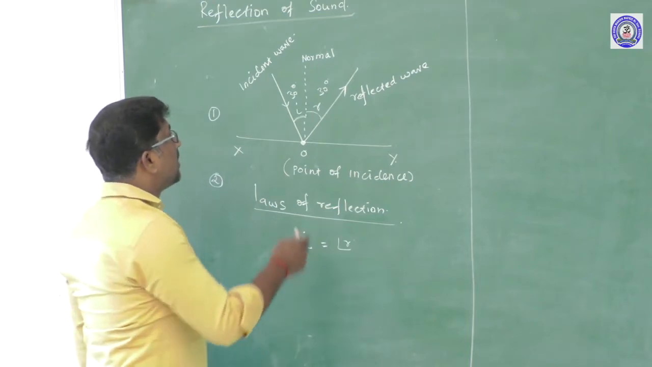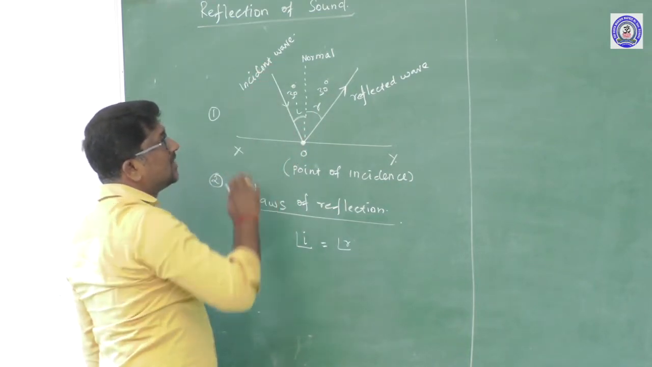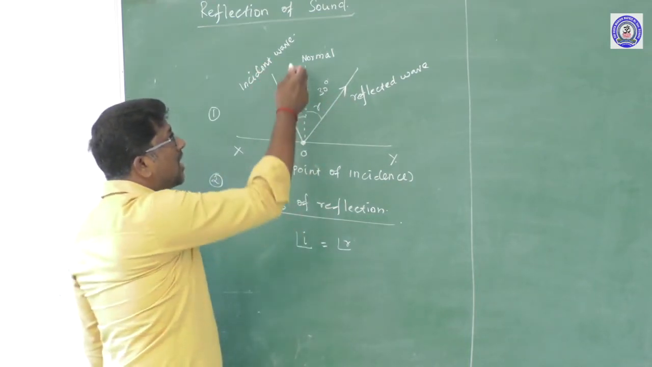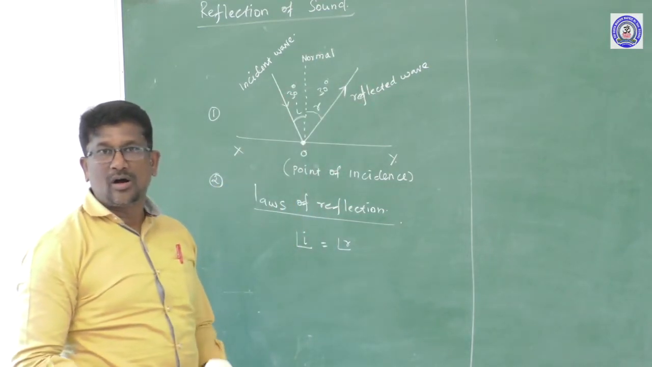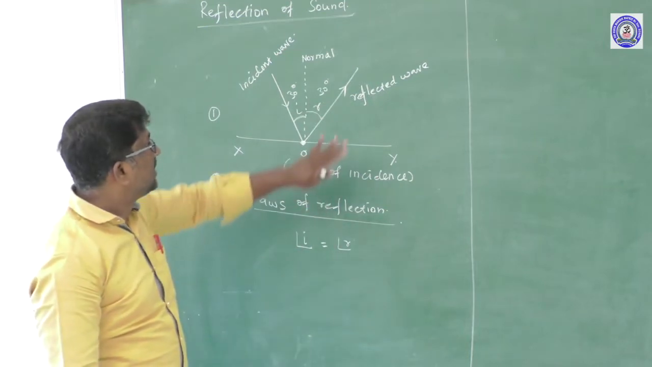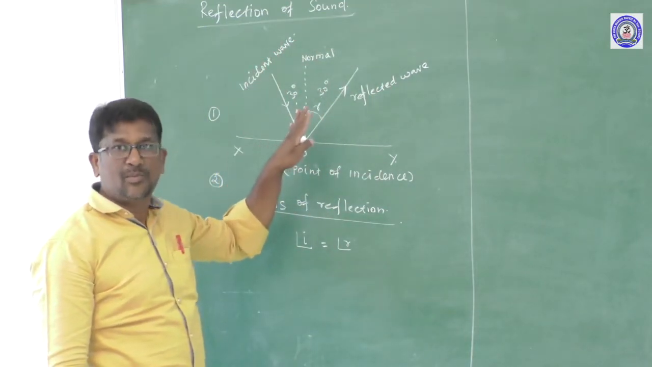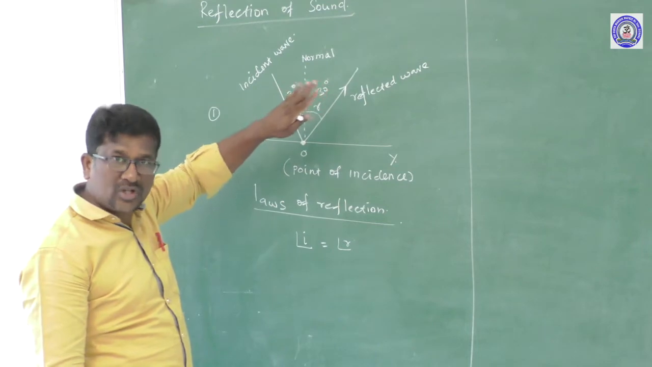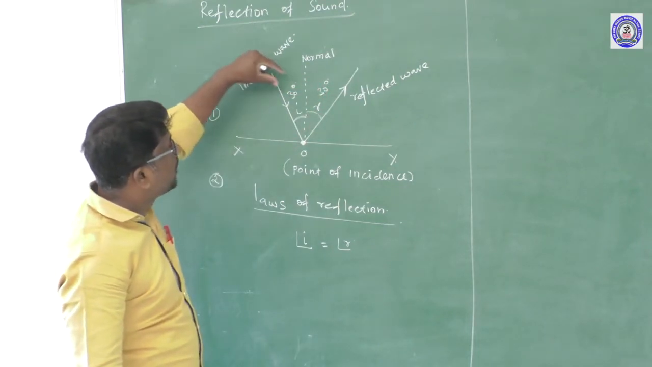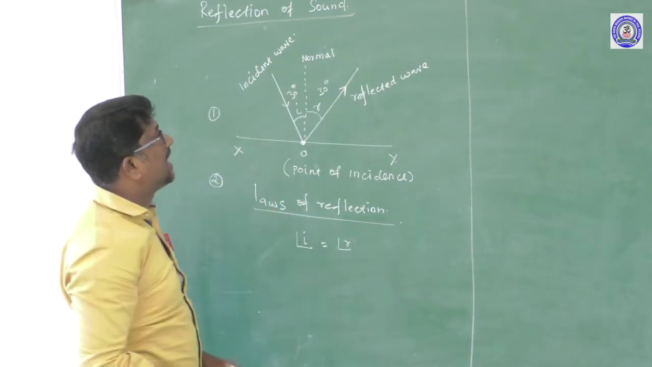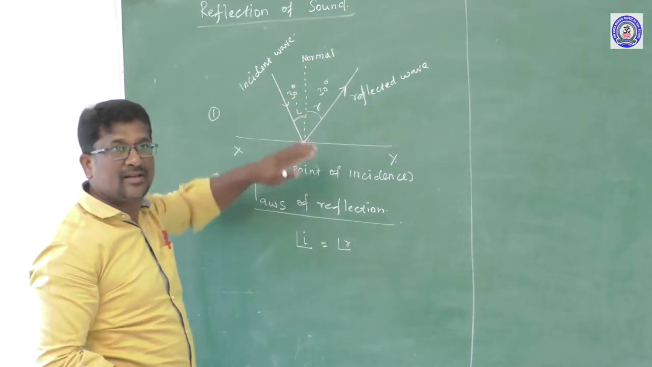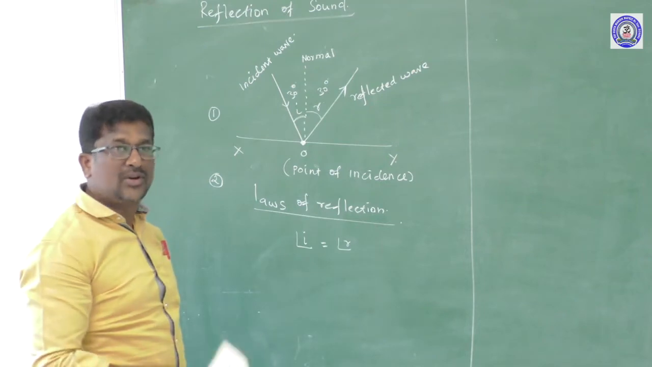And the second one: the incident wave, the reflected wave and the normal line at the point of incidence all lie on the same plane. Here the plane is the surface of the board. So on the surface of the board, which is a plane, there is an incident wave, a reflected wave and the normal line. All three lines exist on the same plane. So this is the second law of reflection.